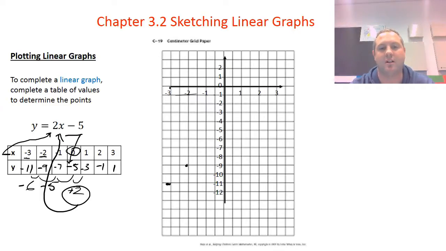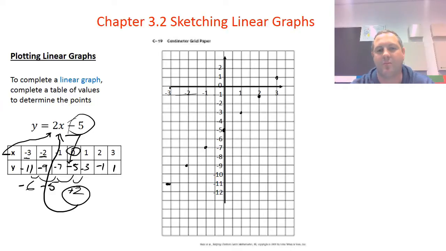-1, and then goes to -7. Now remember the y-intercept. Here's our y-intercept along here, and our -5 right there. Okay, so 0 equals -5. So again, with what we said here. All right, 1 and -3, 2 and 1, and then 3 is going to be 1.